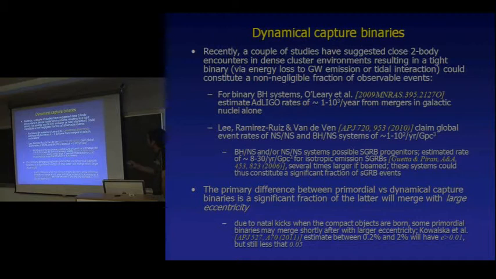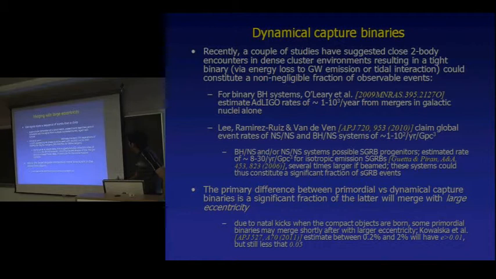In particular, these dynamical capture binaries are going to generically merge with large eccentricity. In other words, for them to get so close that on that initial encounter they can emit enough gravitational waves to become bound, the pericenter distance of the orbit is going to be so close that there's not going to be enough time to circularize by the usual Peters-Mathews mechanism. And so quite a sizable fraction of these will be born with large eccentricity.